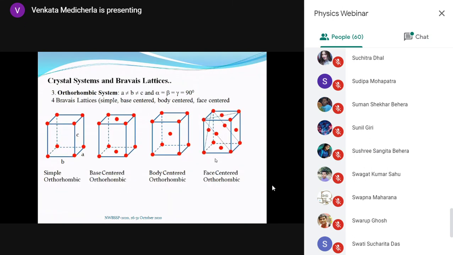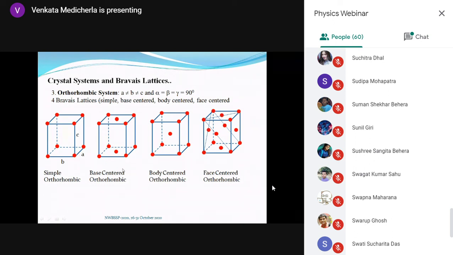Okay. So the third one is the orthorhombic system. Ortho indicates that angles are 90 degrees: alpha is equal to beta is equal to gamma is equal to 90 degrees, but A not equal to B not equal to C. In this case, you can again have a simple orthorhombic where there are no atoms in between, only corners are occupied, because in this case you have only one lattice point.